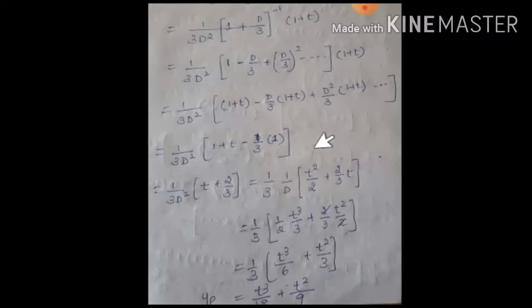Now what is the meaning of this notation? Now this bracket term, once again integrate with respect to t. So 1 by 2 constant, integration of t square is t cube by 3. 2 by 3 as it is, integration of t is t square by 2. When you simplify it, you get this term. Multiply 3 to that: t cube by 18 plus t square by 9 is the particular integral.